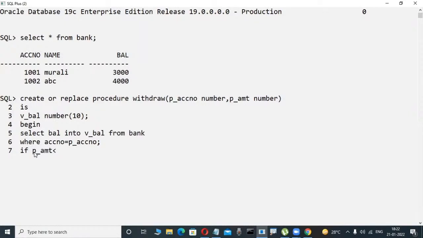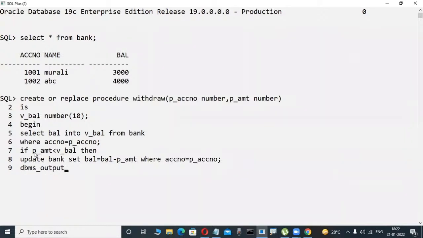Here, if that amount is less than the available balance, then I want to affect that in the database. Update table name, set balance equal to balance minus p_amount. Something is there where coding is there. Okay, fine. Now check it out. Here I am writing some message, same like in Java. Some message I try to display: your transaction is successful.